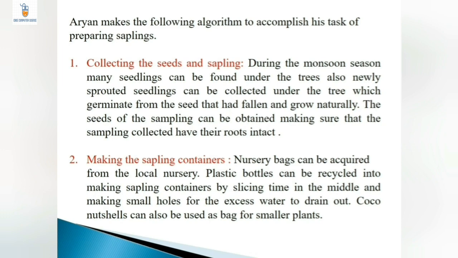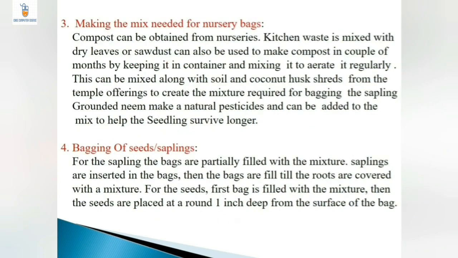Now let's relate algorithm with Aryan's task. So he would carry out his task using some steps. Like step 1 would be collecting the seeds and saplings. He might collect seeds, he might collect the saplings which have grown under the trees naturally. He will make sure that he collects them with their roots intact. Second step would be making the sapling containers. Third step would be making the mix needed for nursery bags. He may need a soil mix like compost, he may need container and mixing it to aerate it regularly. He may need some coconut husk, etc.